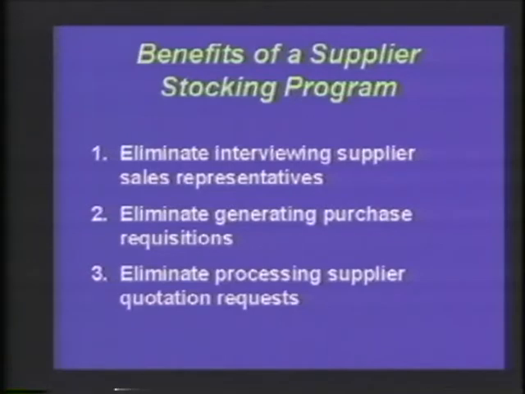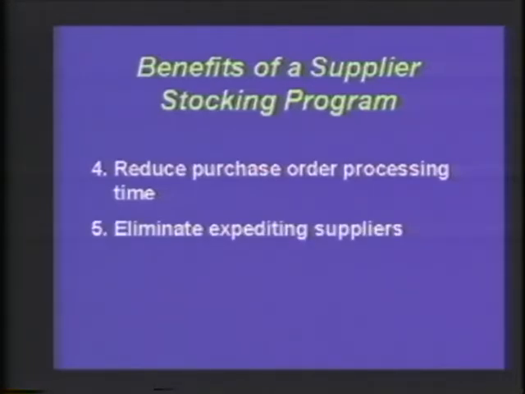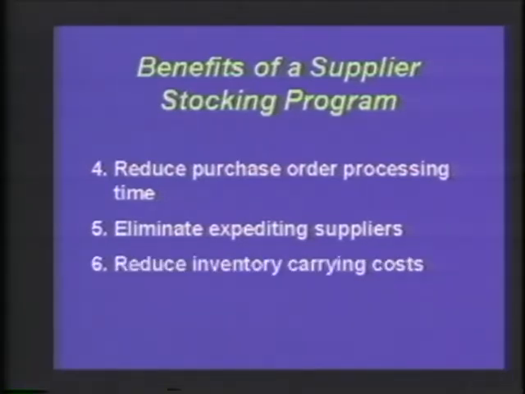Now, if you have new items, you probably would have to process a quotation request. Reduce purchase order processing time. Absolutely. Eliminate expediting suppliers. Once you query into the supplier's mainframe, you know specifically what he or she has on hand, and automatically you would know if there's going to be a shortage or a back order. A reduced inventory carrying cost to you, yes.